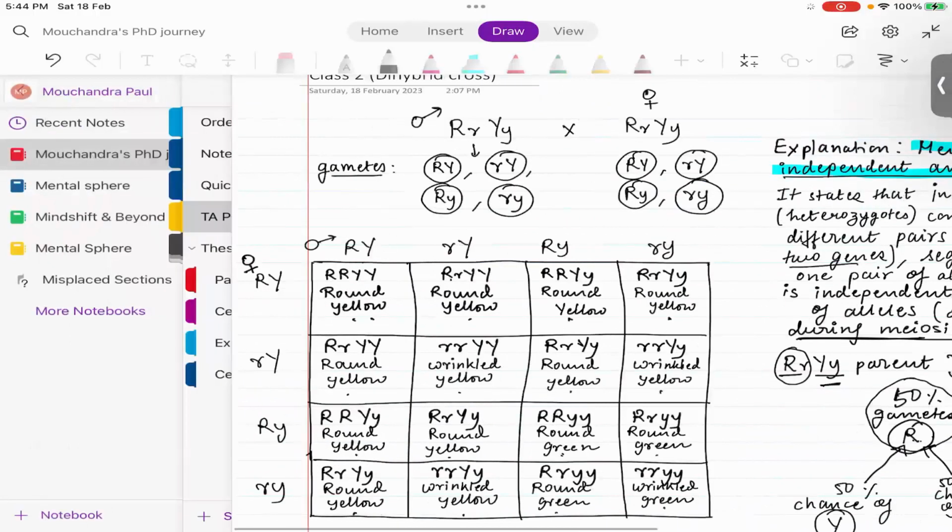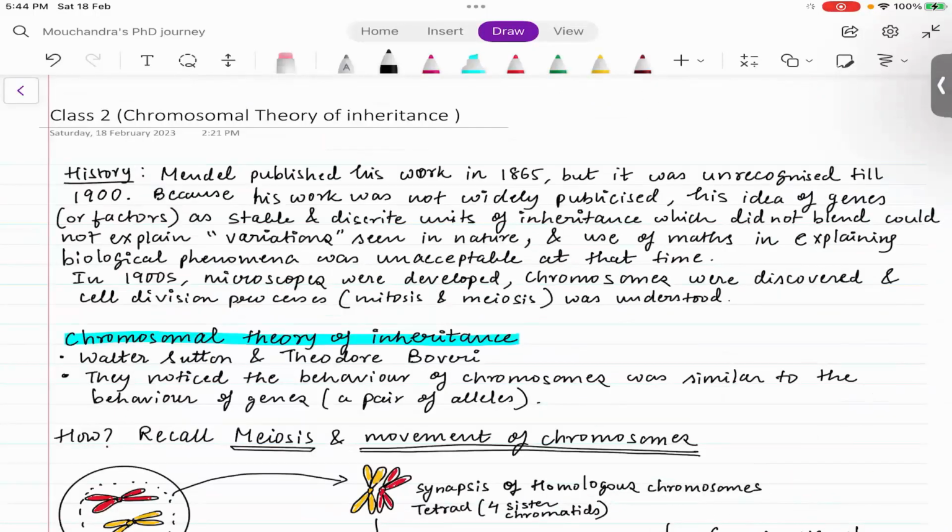Now moving on, let's familiarize ourselves with a little bit of history. After 7 years of work, Mendel published his work in 1865. The importance of his work was not recognized until the 1900s. Why? Because his work was not easily available. There was no internet, right? We could not search for it. Also, his work was not widely publicized among the general public. People didn't know about it. Only a few experts in the field knew about it.